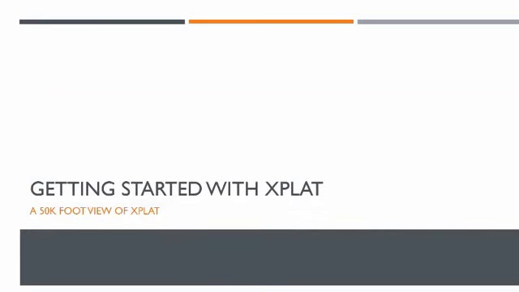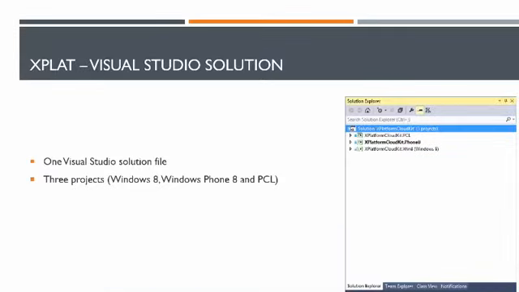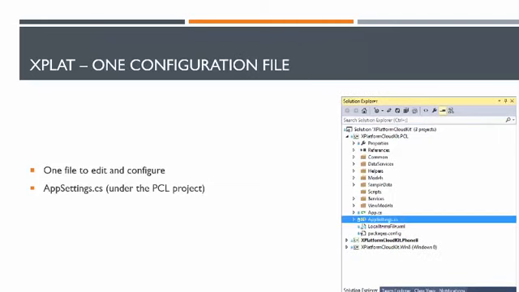So why don't we get started here and have a look at what Xplatform really is. Once you open up the Xplatform Visual Studio solution, you'll see that there is one Visual Studio solution, but 3 projects: a Windows 8, a Windows Phone 8, and a PCL. So you'll have one file to edit and configure, and all of this will be done under the AppSettings.cs under the PCL project.